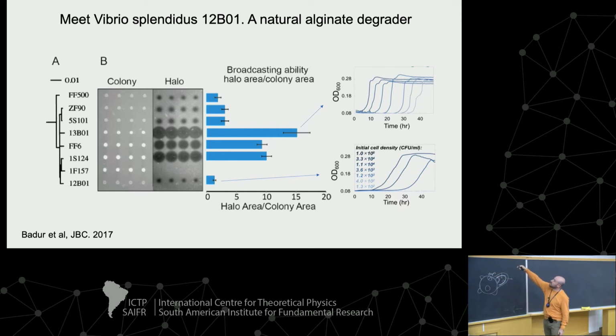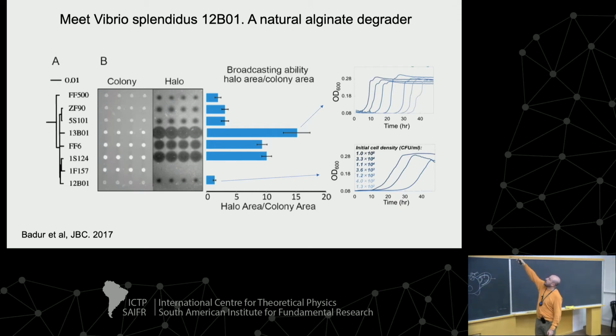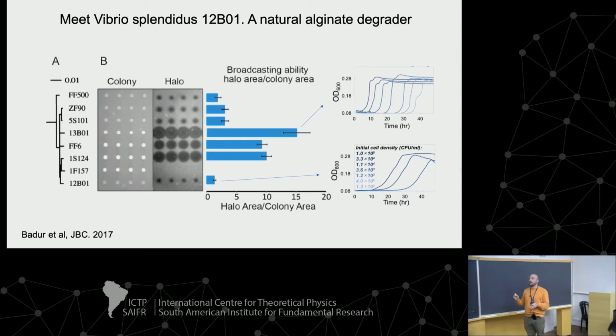So if you take this 13BO1 and you measure just the growth curve, these are just growth curves, where you dilute the initial number of cells. That's what you see. Okay, and then that's what you should expect to see if there is no cooperation. So again, this is one little important thing that I would like to emphasize. That's what you expect when you have just exponential growth.